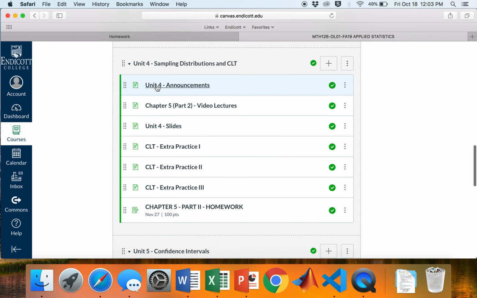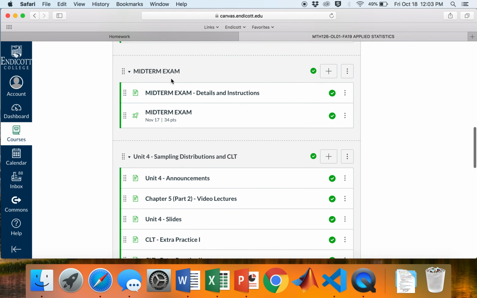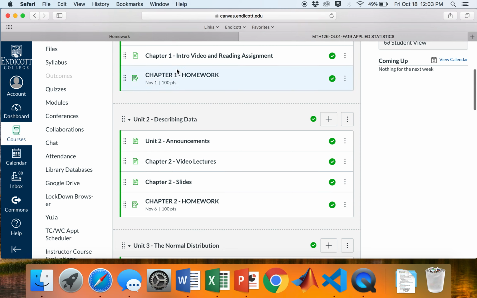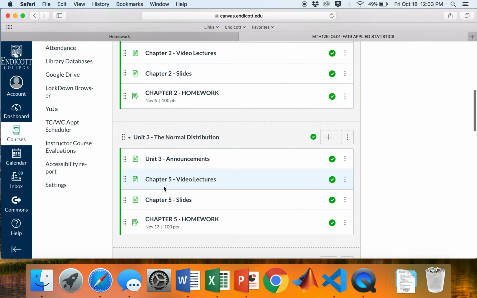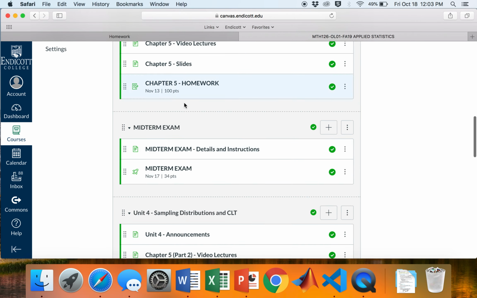As I'm scrolling through this, I'll say the midterm is on the first 3 units. So as soon as you're finished with units 1, 2, and 3, you can do the midterm. I mean, study and all that stuff, but you don't have to wait till November 17th. You could do it on November 3rd or whatever, right? So whenever you're ready to take this, take it.